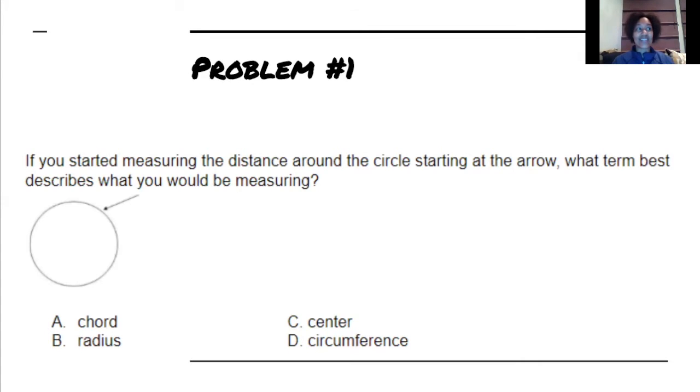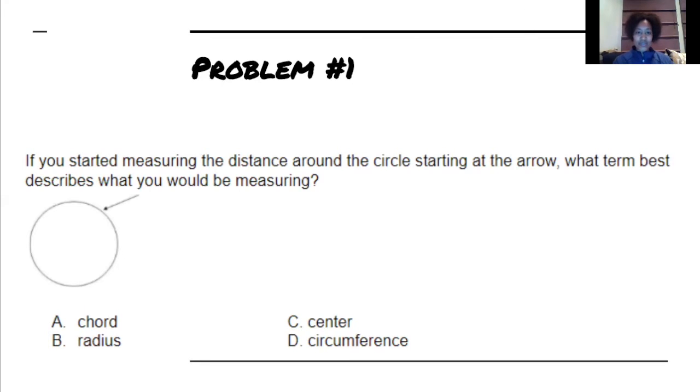The distance around the circle. Well, would that be the chord? No, the chord is a line segment that touches 2 points on the line. We're not even inside the circle, right? Same thing for the radius. The radius is inside the circle. The radius is a line segment that touches or starts in the center and only touches 1 point on the line.